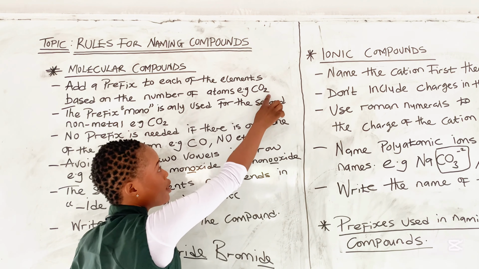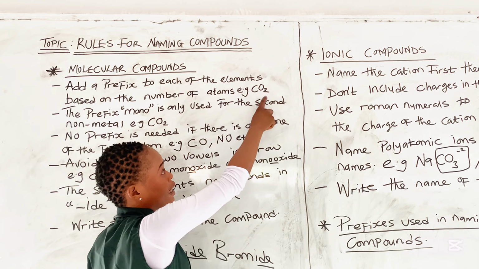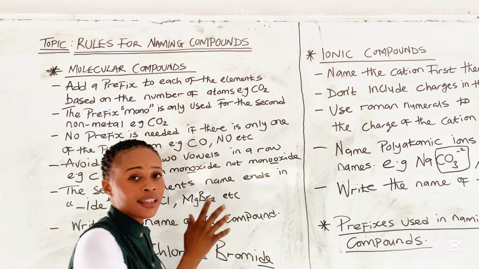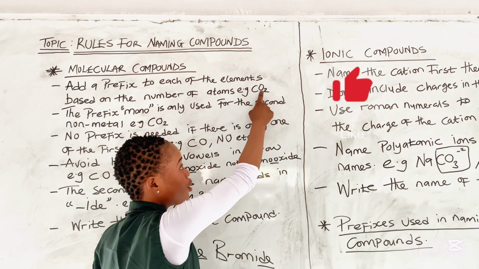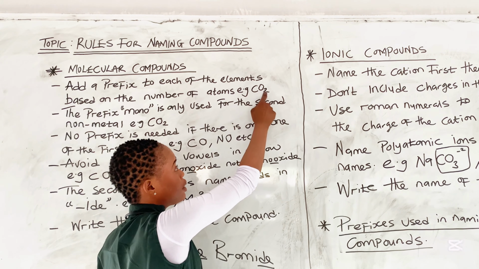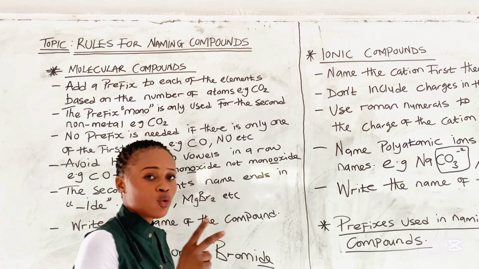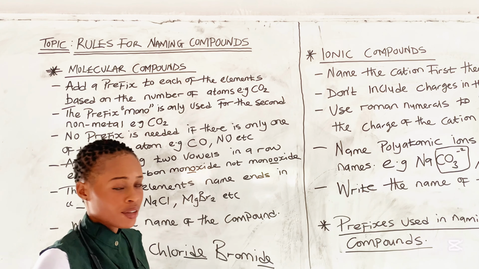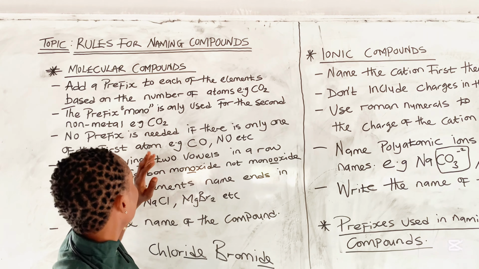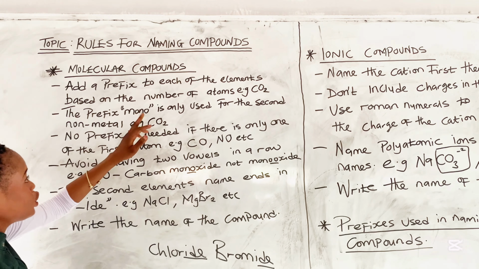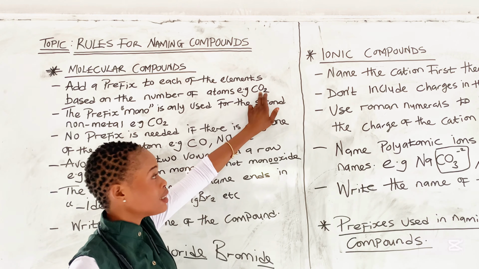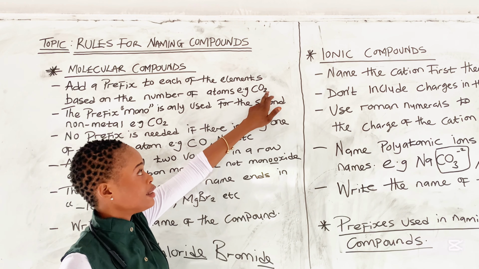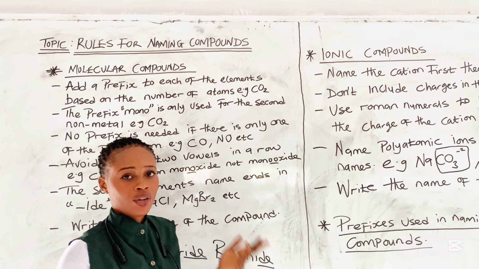This 2 is used to indicate that there are two oxygen atoms present in this compound. So the name of this compound is carbon dioxide. The 2 is what? Di. That is a prefix. So we add a prefix to each of the elements based on the number of atoms. Because there are two oxygen atoms present, we call this dioxide. I hope you understand that.